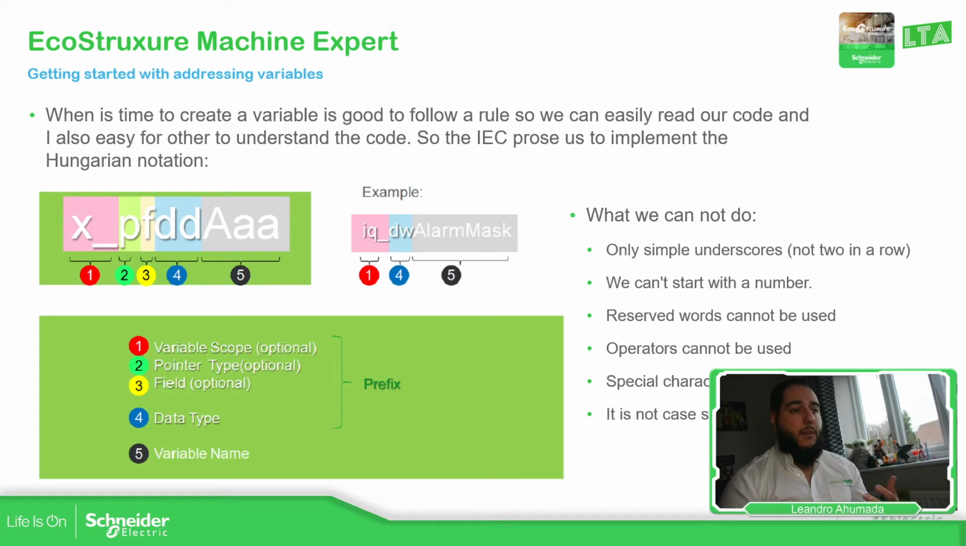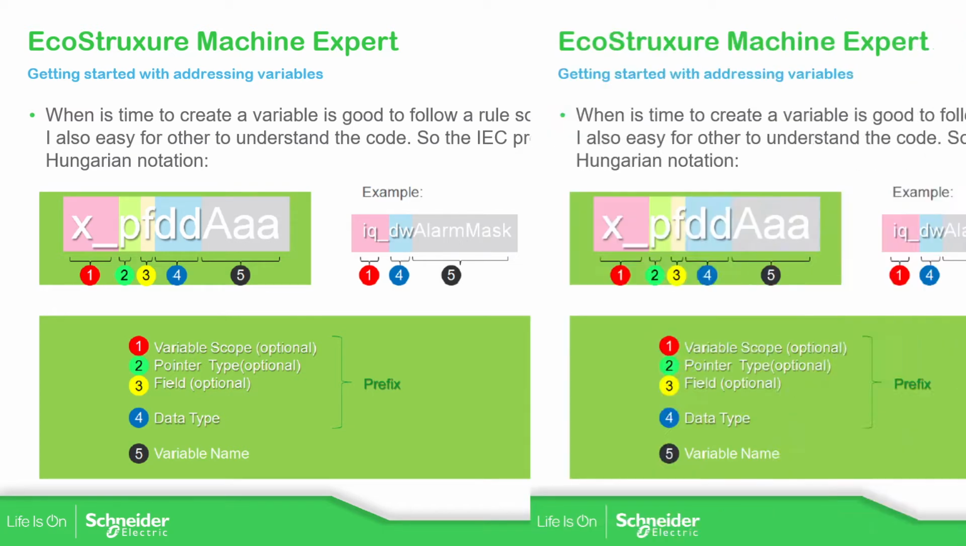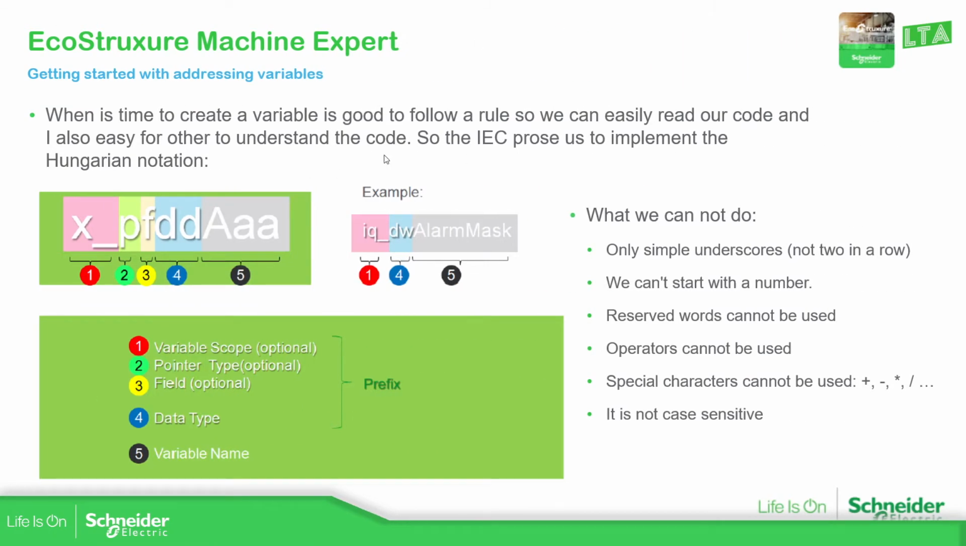So we have this Hungarian rule in order to have a global understanding when we program and declare the variables. If we go to the full screen again, you can see that it's not mandatory, it's just a guidance. The idea is to have the input and output, the variable scope, which is optional. Then if it's a pointer, you have the P over there. Then the field, optional, if it comes from the left side or not, and then the data type, and then the variable name.